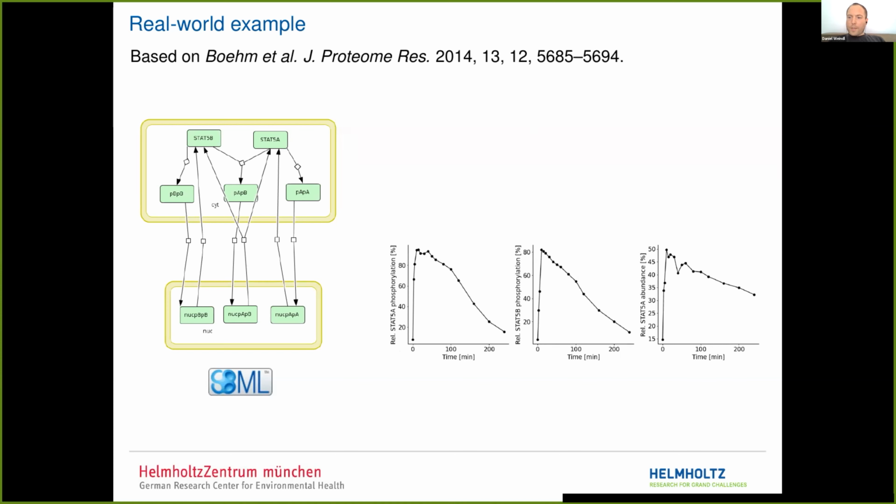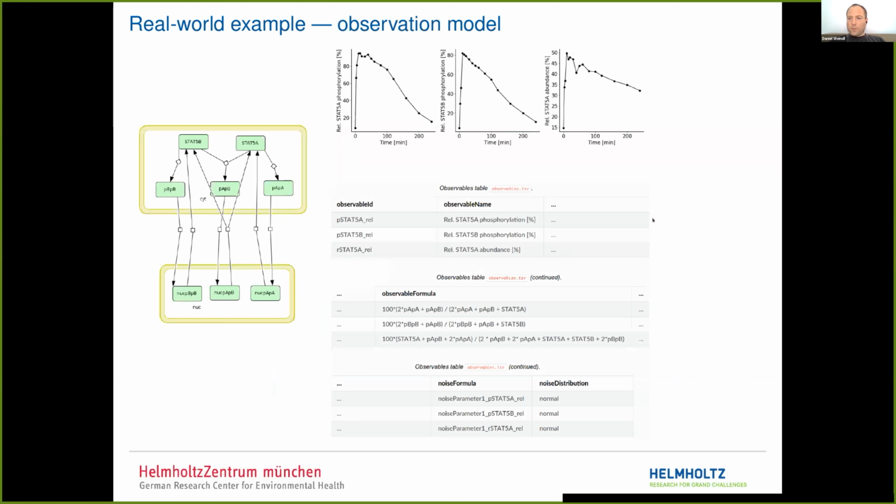So now how do we create the other PEtab files? As a first step, we want to define our observation model. So we have these data here, and we want to create this observables table. What we need to define there is some arbitrary ID for any given observable. So for each of those plots here, we would define one observable.